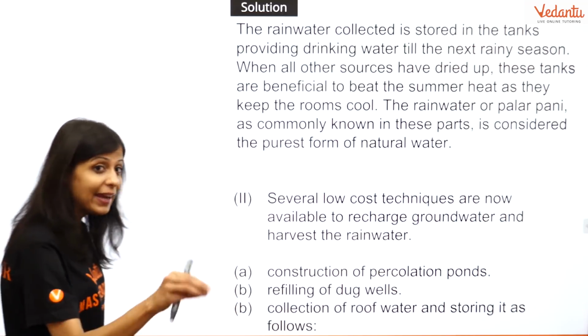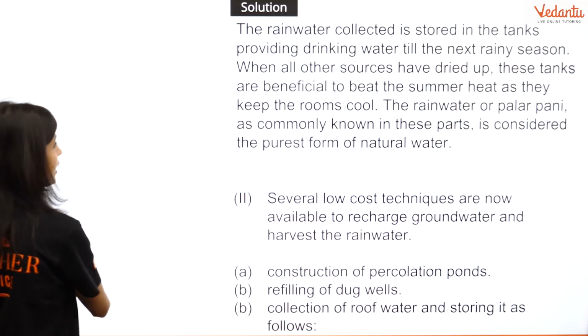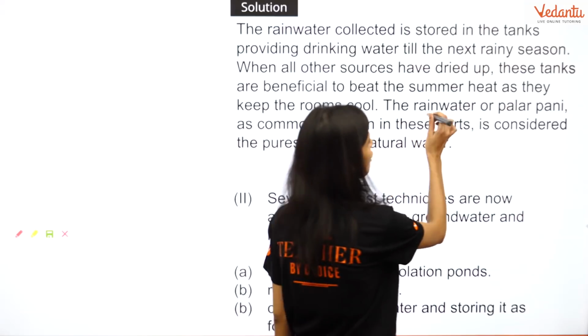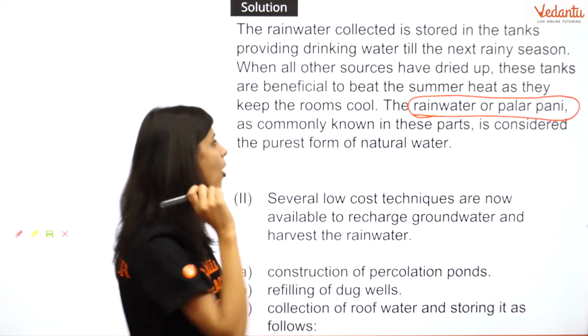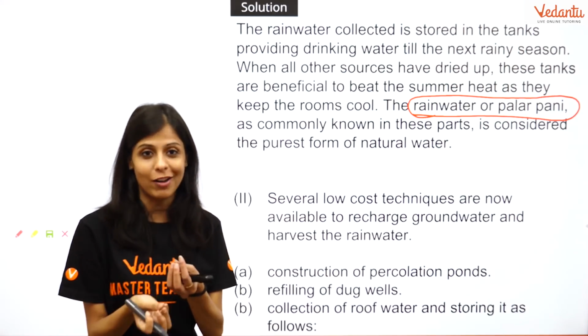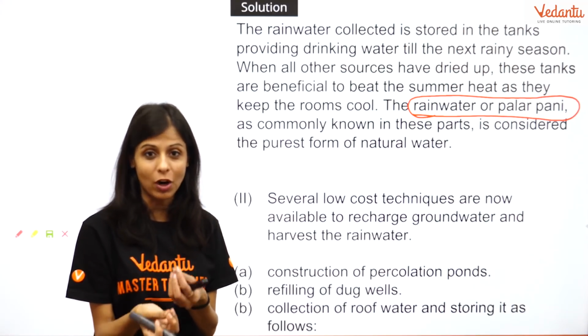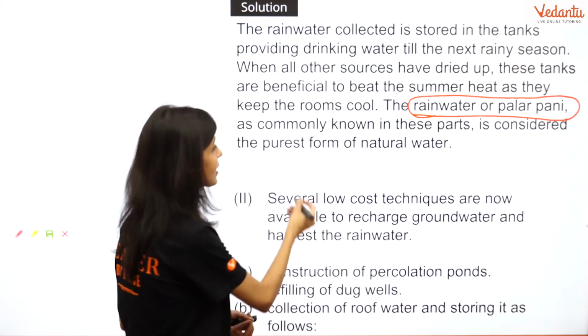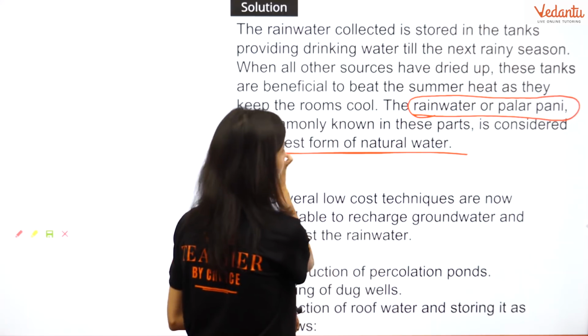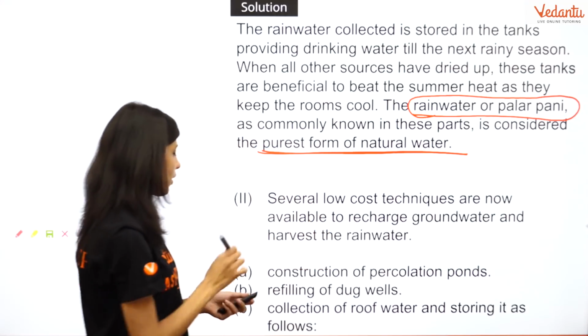Here you again have to make sure that the teacher reads this and underline it. The rainwater is also known as Palar Pani. That's the common name. It's like sweet water. In Rajasthan it's known as sweet water. So yes, it is the purest form of water. It is considered as the purest form of natural water.